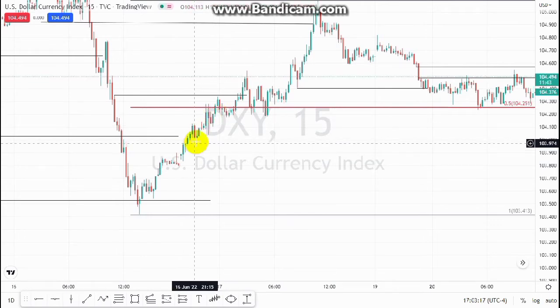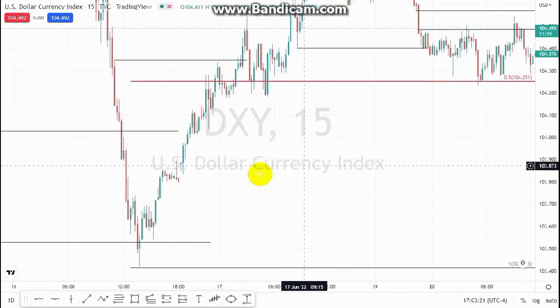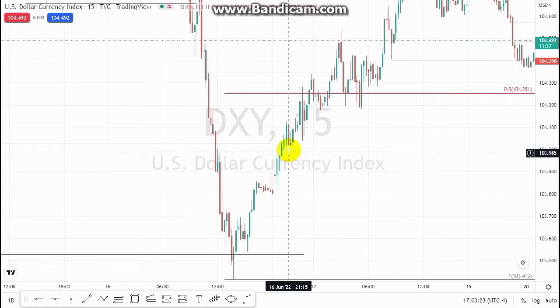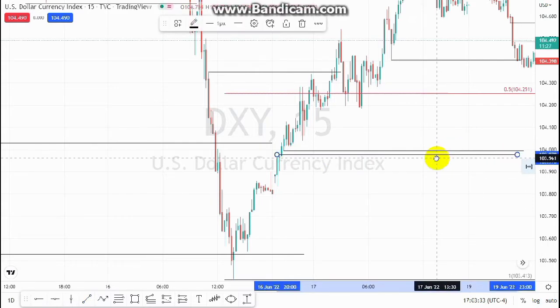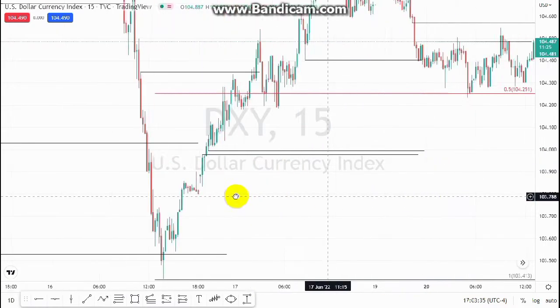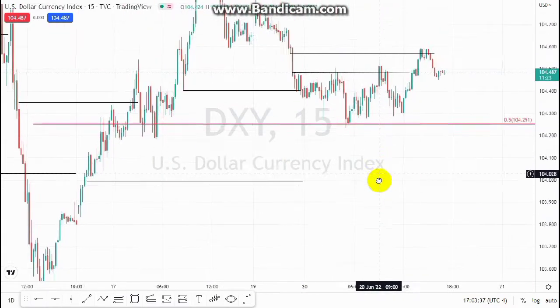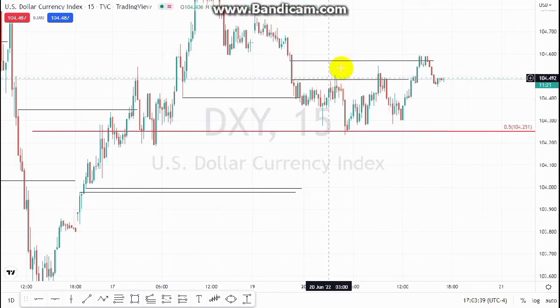We have one right here, so this will be a good exit. This fair value gap right there to exit from. If I was short here, this would be my exit. I will look to exit right there, or probably take out some partials and watch price.